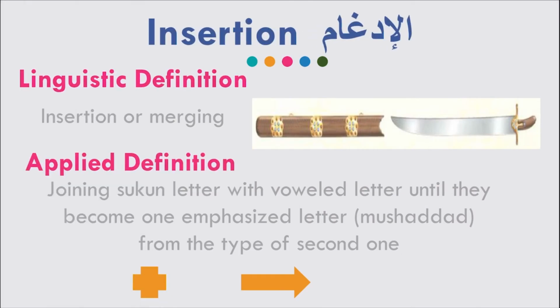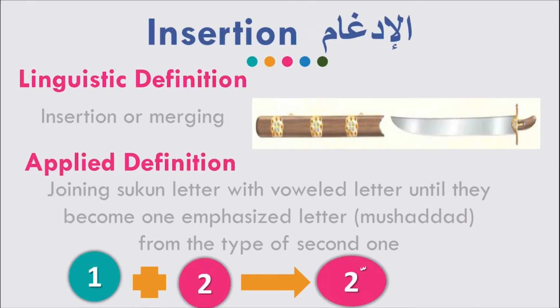So we need to understand now the concept of idgham. What's the meaning of insertion? Insertion, or the word idgham, its linguistic definition from the language point of view is to insert something or to merge something with another. But the applied definition in tajweed is joining a sukun letter with a vowel letter until they become one emphasized letter, which is a mushaddad, from the type of the second one.